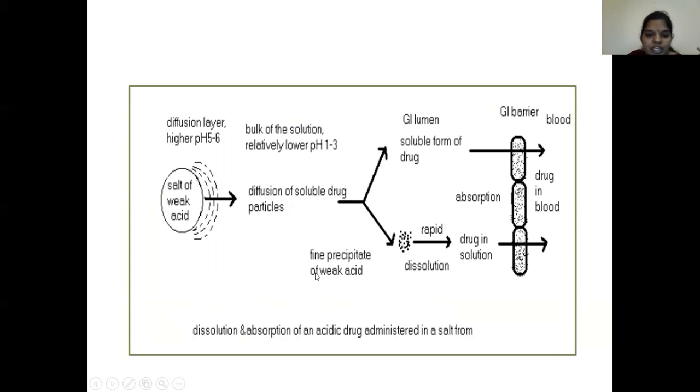Fine precipitate of weak acid. Whenever your drug is available in the solution form, your drug will be available in the fine particle form. The fine particle form of the drug entering the systemic circulation or plasma will be more rapid when compared with your solubilized form of the drug. The graph is showing this mechanism only.